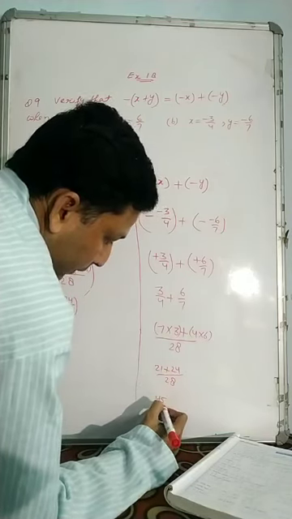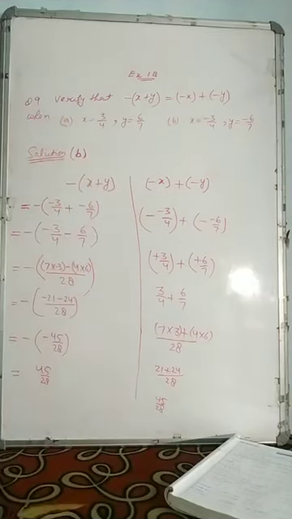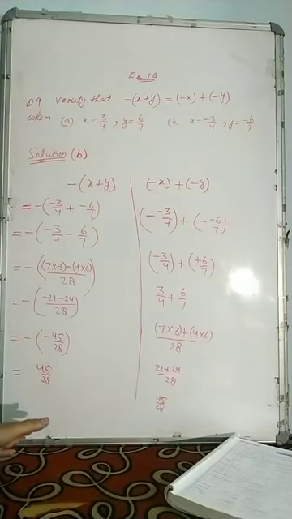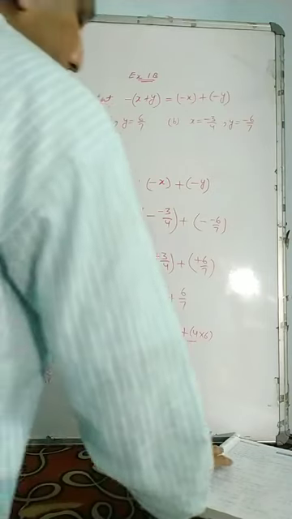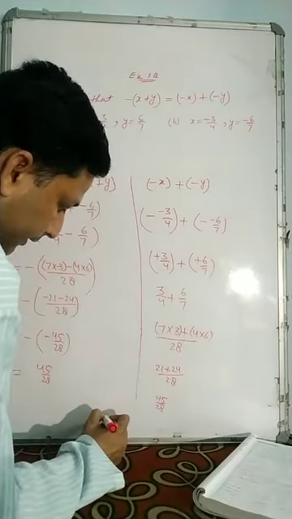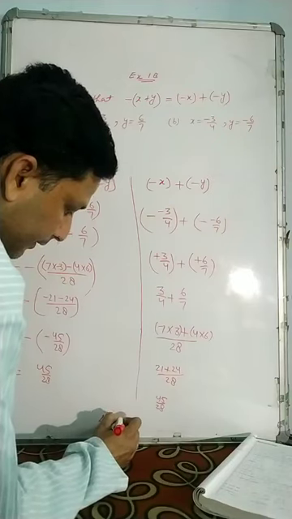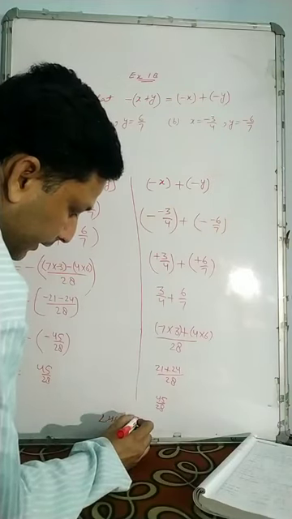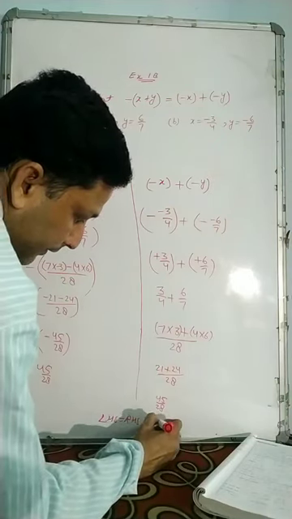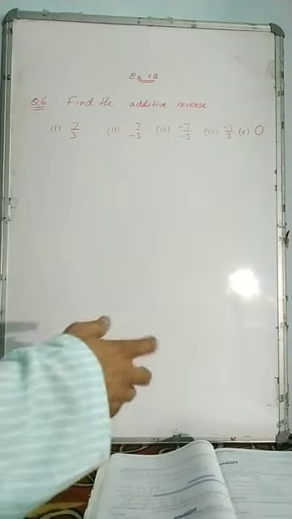and in the last here we get 45 upon 28. Now here you can see that the answer of the left hand side is equal to the answer of the right hand side. It means your answer has been verified. Left hand side is equal to right hand side. Verified. Now moving on, question number 6.